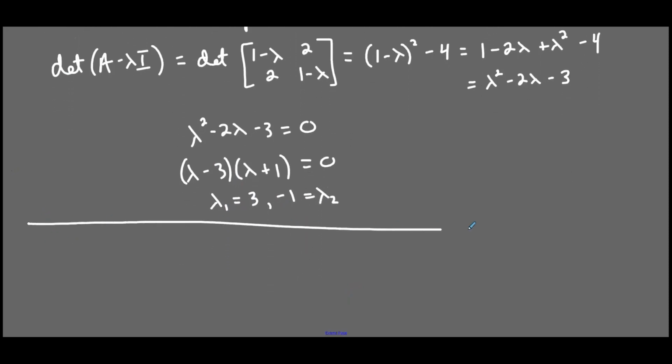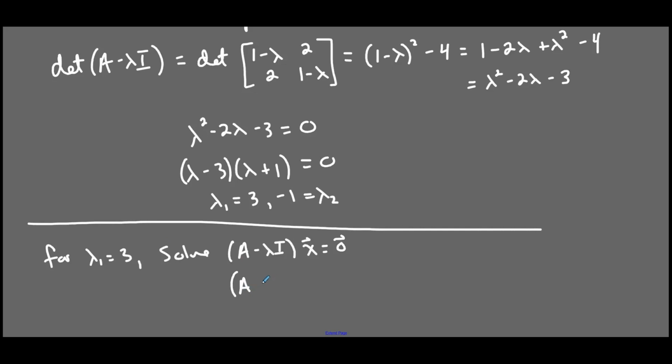So let's say for lambda 1 equals 3, we need to solve this equation to get the eigenvectors. We're going to solve A minus lambda I x equals 0. We're just going to plug in this lambda. So it'll be A minus 3I times x equals 0. So this matrix is just A where we subtract 3 from the main diagonal. So we're going to just plug in 3 for these lambdas in our matrix A minus lambda I, and then we'll just augment that with the 0 vector and solve for x.